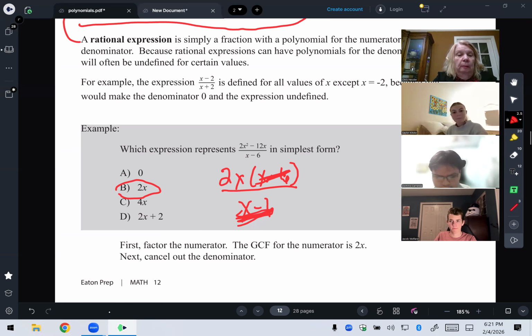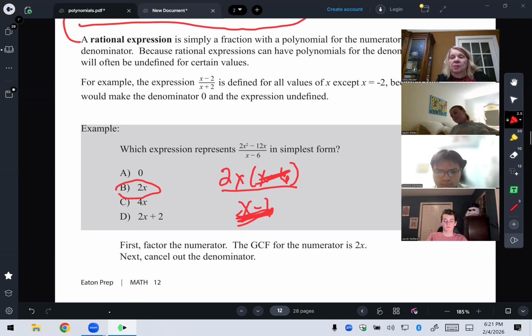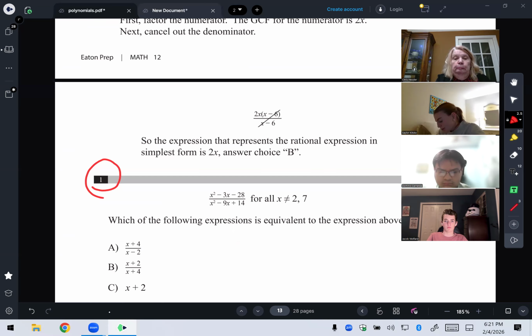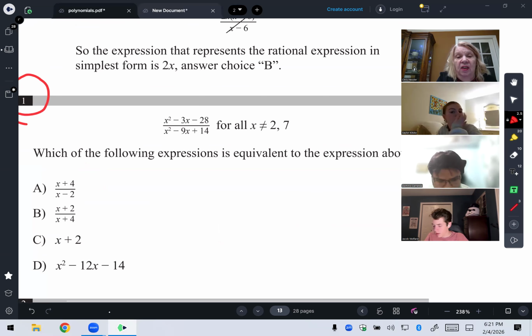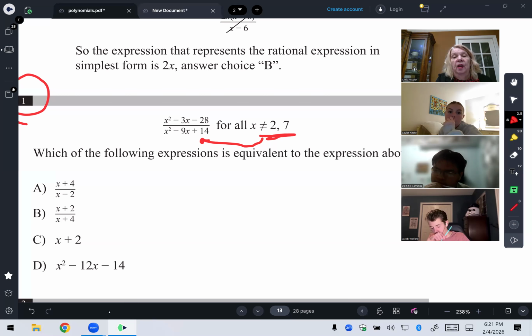Okay, let's look at this one. Now, sometimes this gives you a clue because they have to say this, because if you put in a 2 or a 7, you'll get out a 0 and it'll be undefined for the denominator. So for the denominator, they're basically telling you how it factors. Which is crazy. They don't want to, but they are.